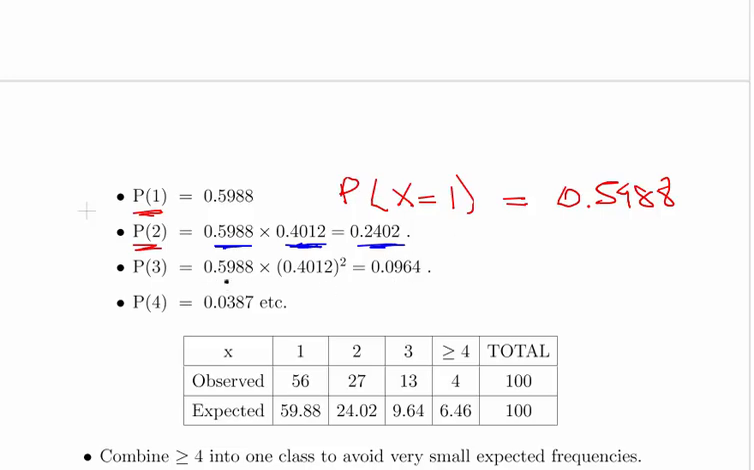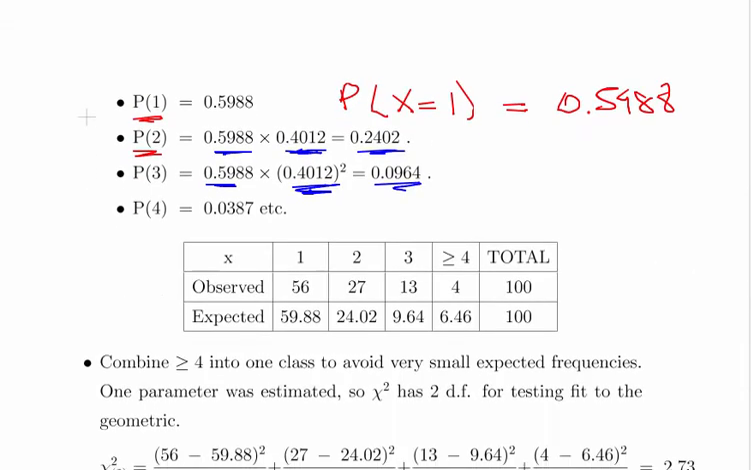So 0.5988 times 0.4012 squared. Okay, 2 failures before the first success, and that gives us a probability of 0.0964. And so on and so on. So essentially, I'm not going to do them out, okay? But this is just a sort of a quick remark.